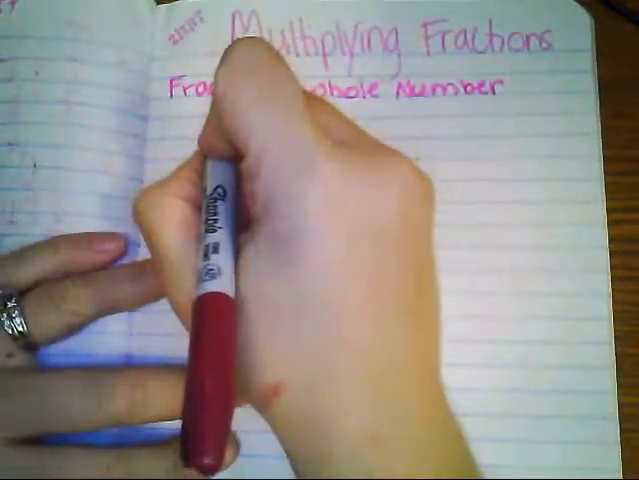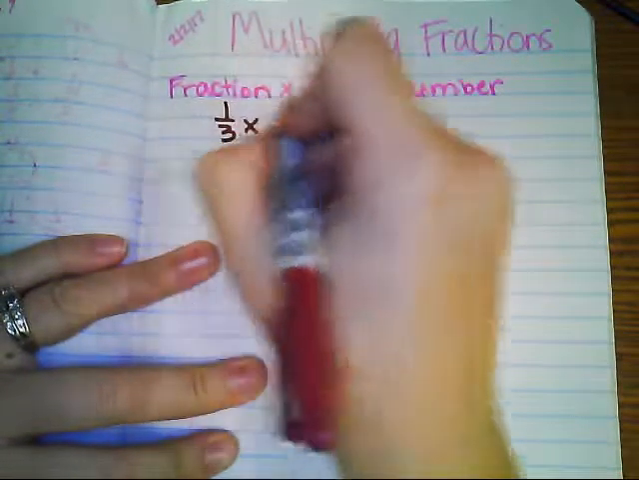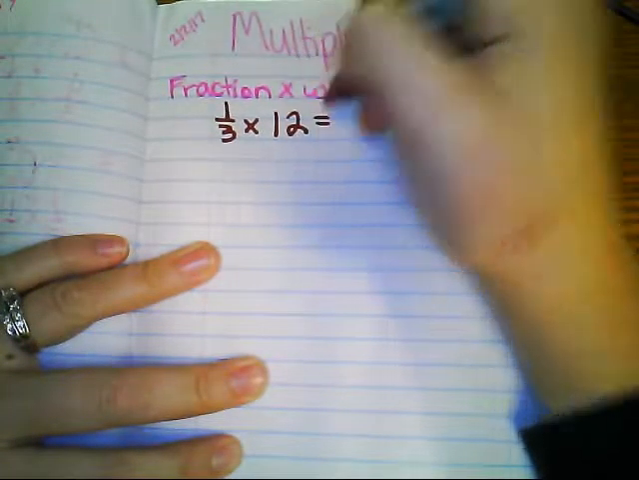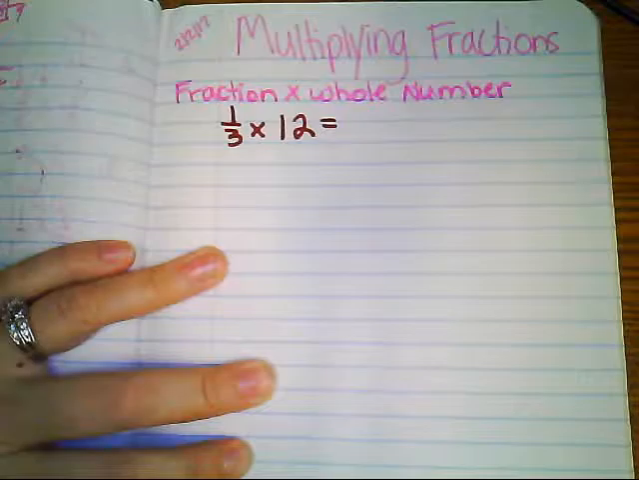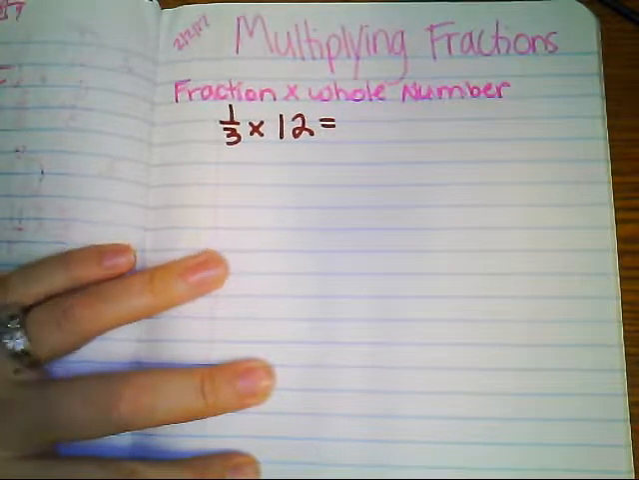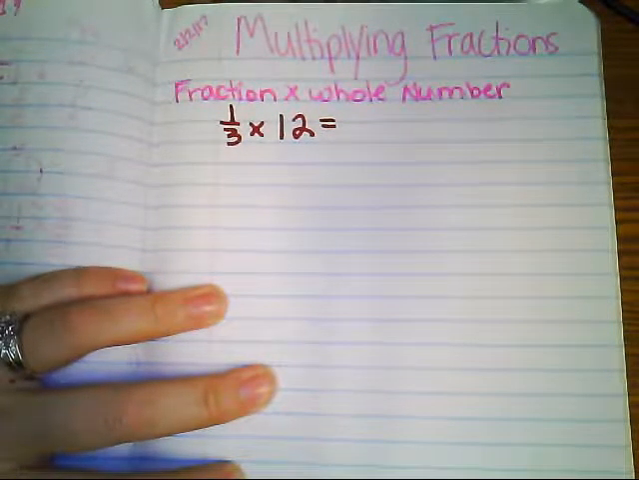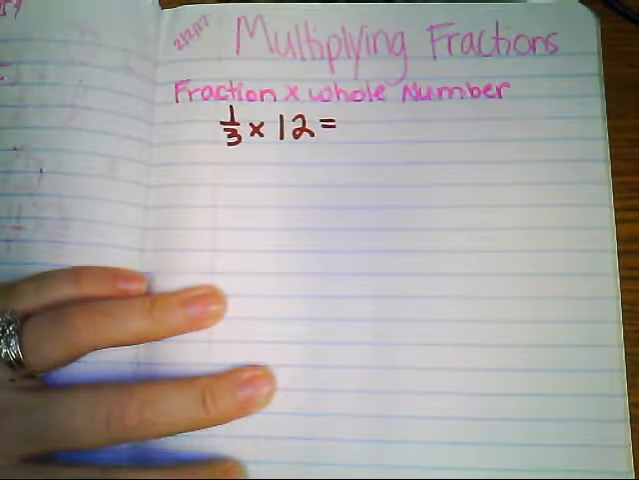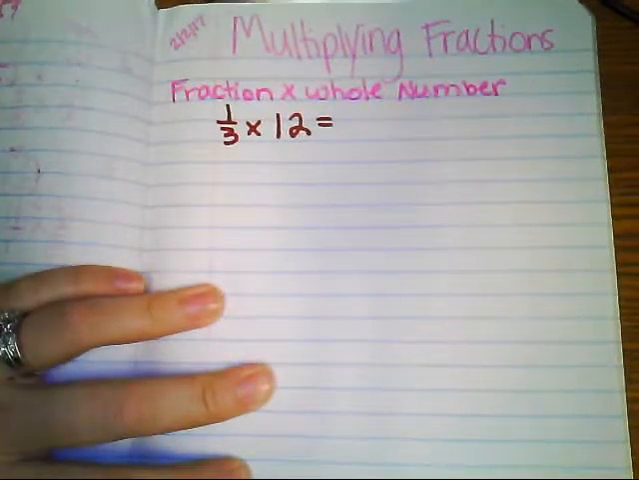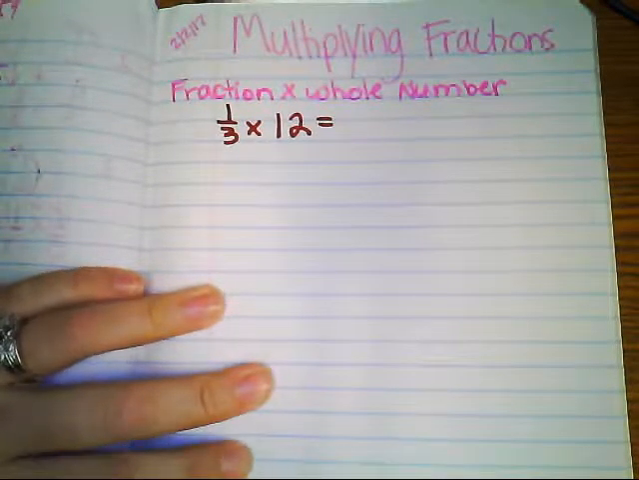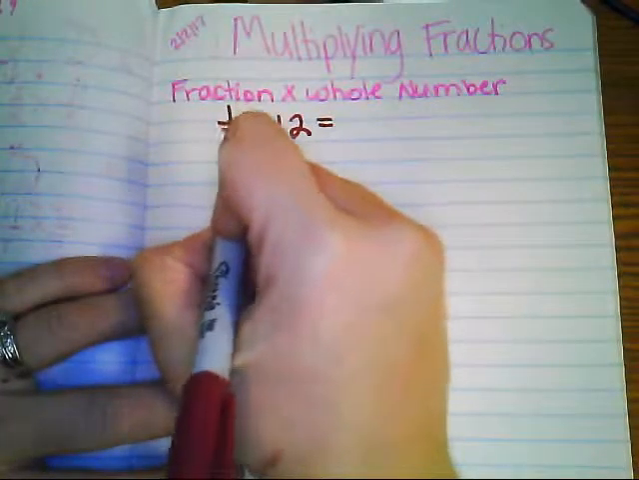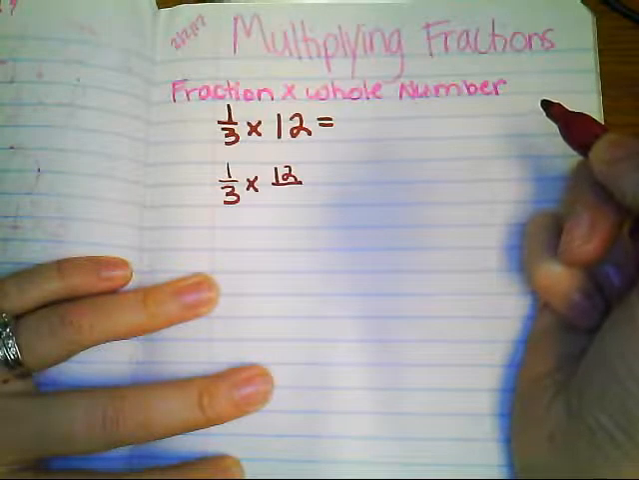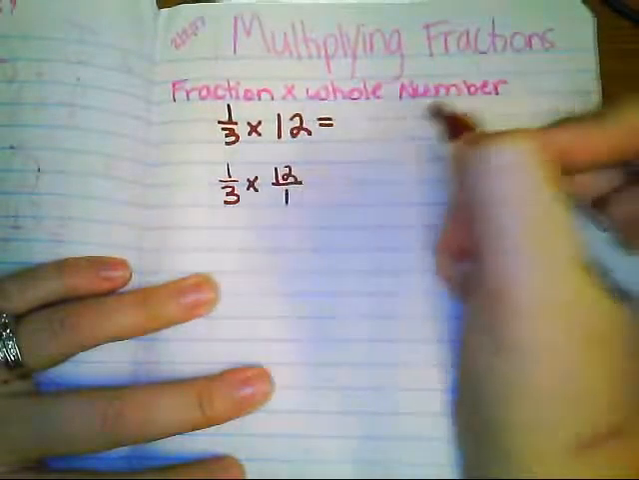So our first problem is 1/3 times 12. Now remember that we cannot multiply a fraction by a whole number. So we have to fix our whole number and make it into a fraction. And there is one simple way that we can make 12 into a fraction without changing its value. We simply rewrite 1/3, and then we'll write 12 over, what number do we put it over? If you said 1, you were right.